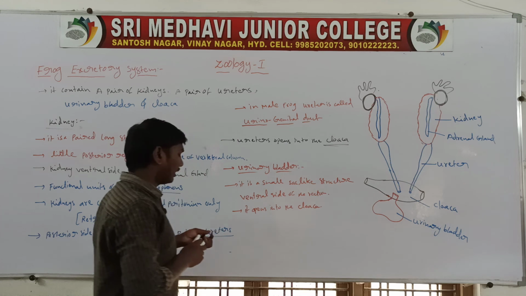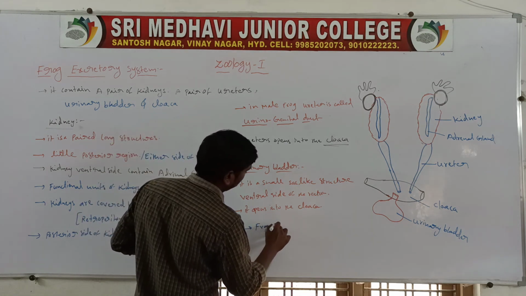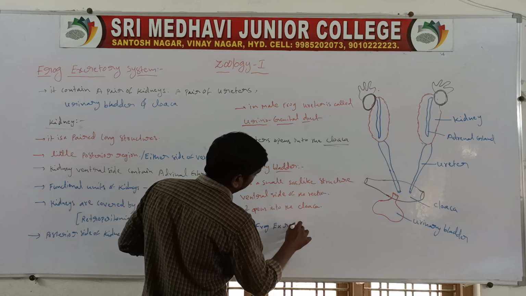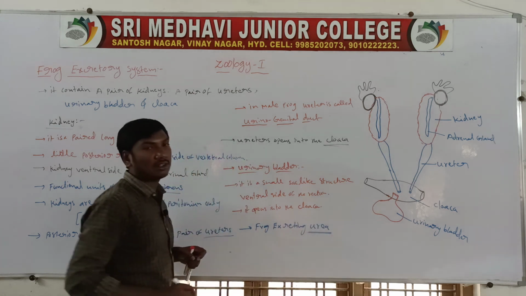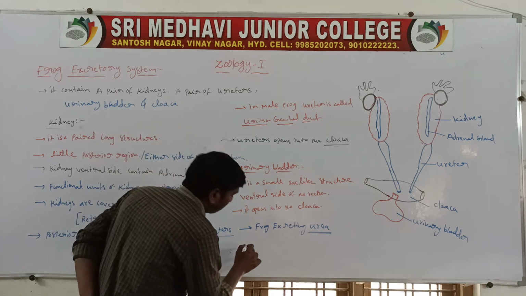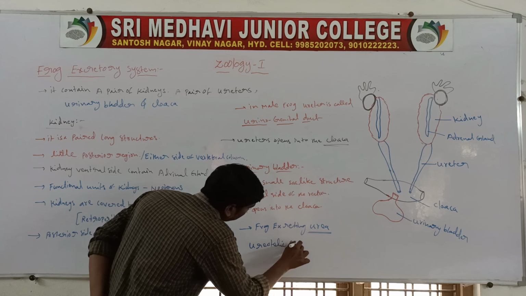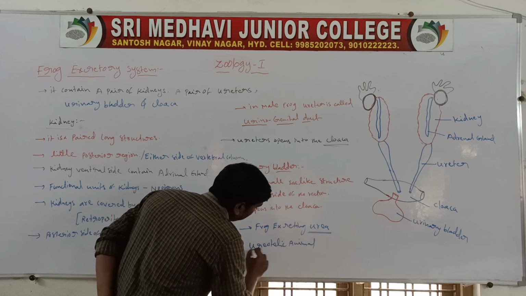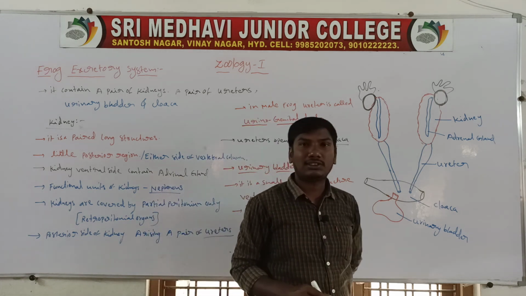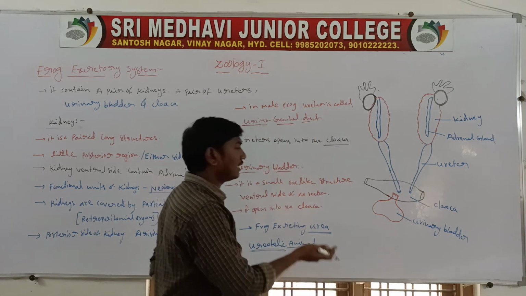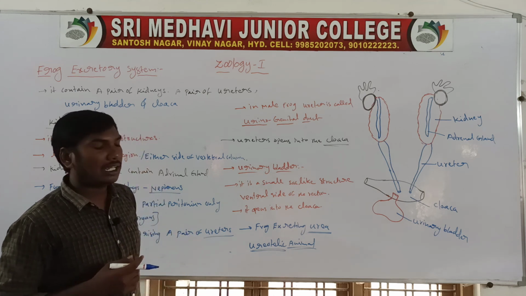Next, the frog excretes urea, so it is called a ureotelic animal, because it secretes urea.